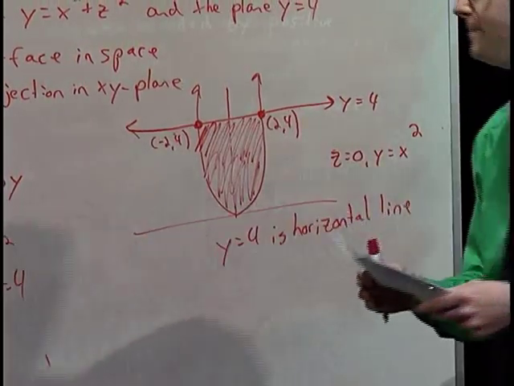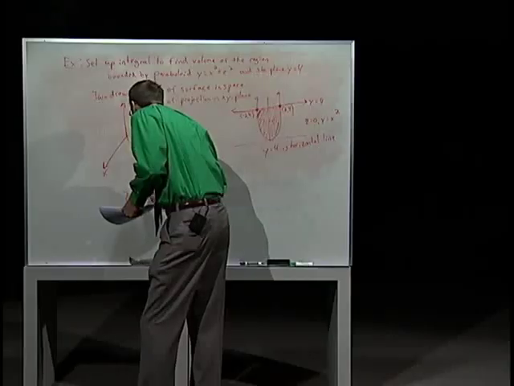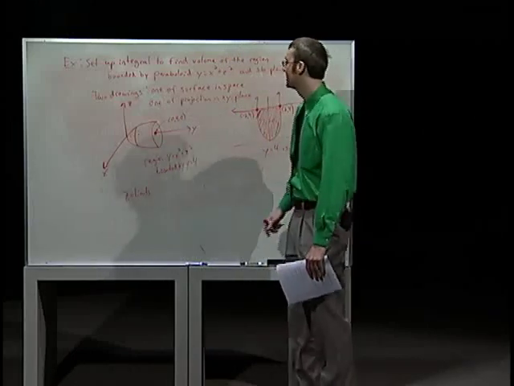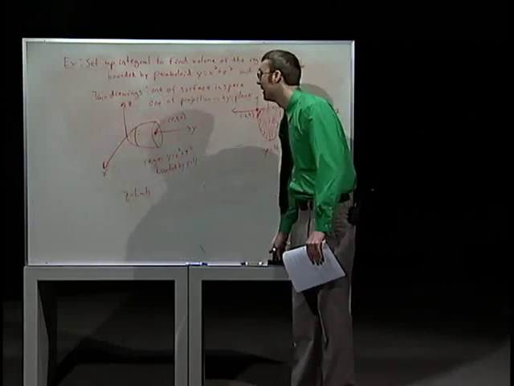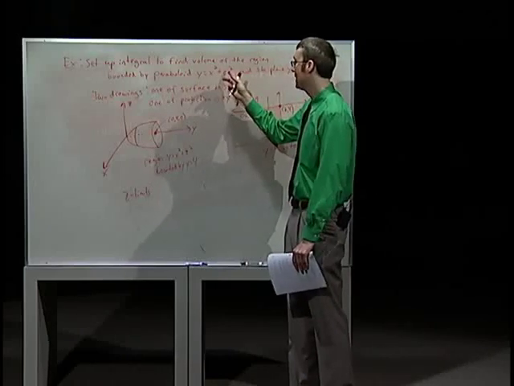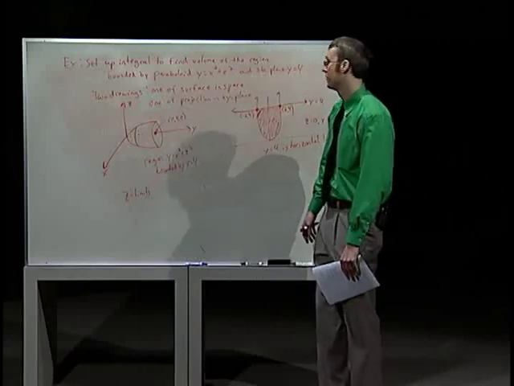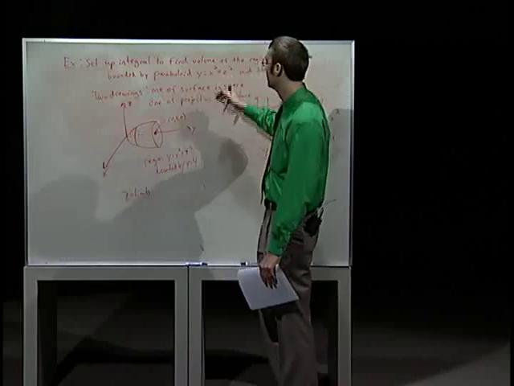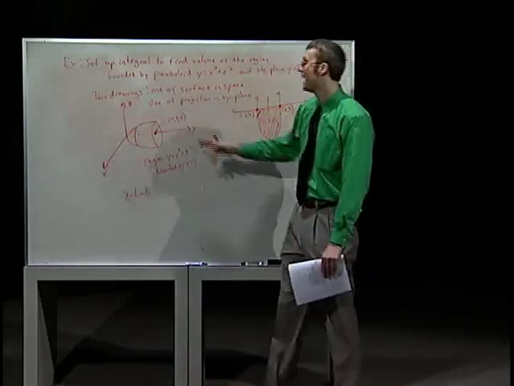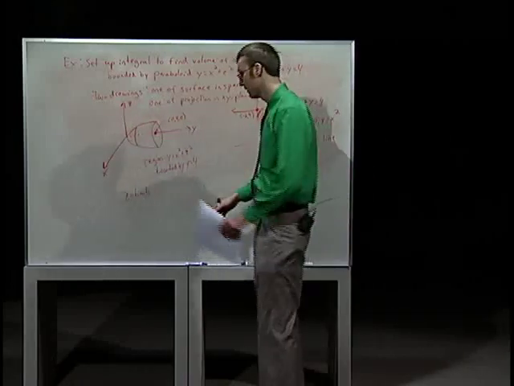Okay, so we need z limits. Again, we need top and bottom boundary surfaces here. So we know that this thing is not a function of z as it's written, because it fails the vertical line test, or the vertical plane test in 3-space, really. So we need to break it down into 2 separate functions, one defining the top part of the surface, one defining the bottom part of the surface.